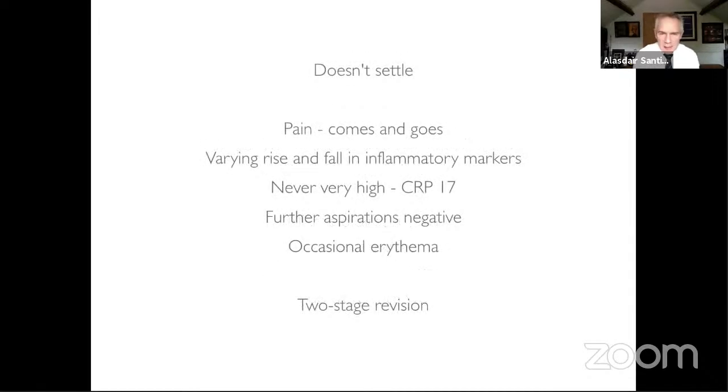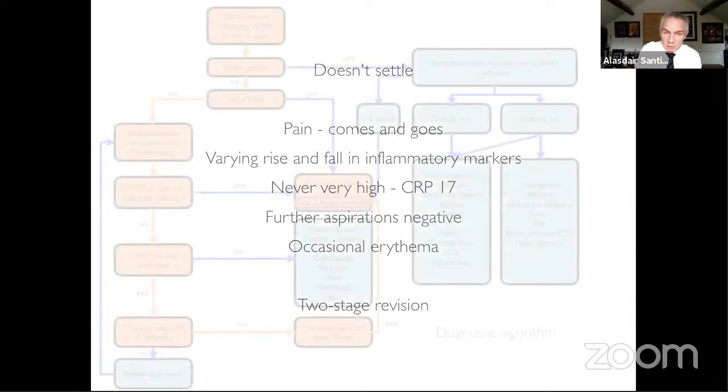He doesn't really settle. His pain comes and goes. His ESR and his CRP particularly go up and down. They're never particularly high, but they're never normal. Aspirations are negative. His leg is occasionally red. And you then have a question: was it really infected all along? Was that staphylococcus right back when you had the hematoma the infection? And we've been led to a false sense of security that subsequent samples are negative. We decided really we've got no choice but to go in and do a 2-stage revision.